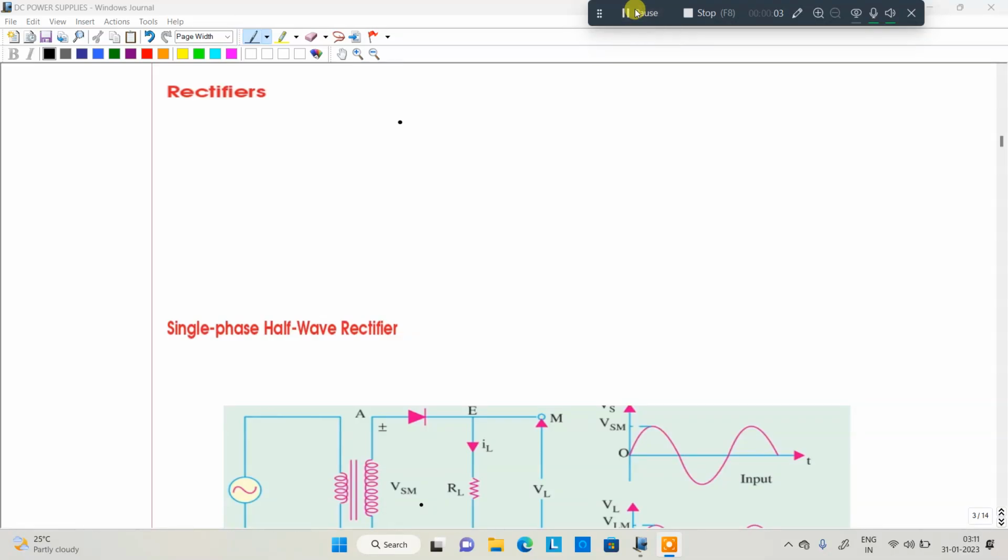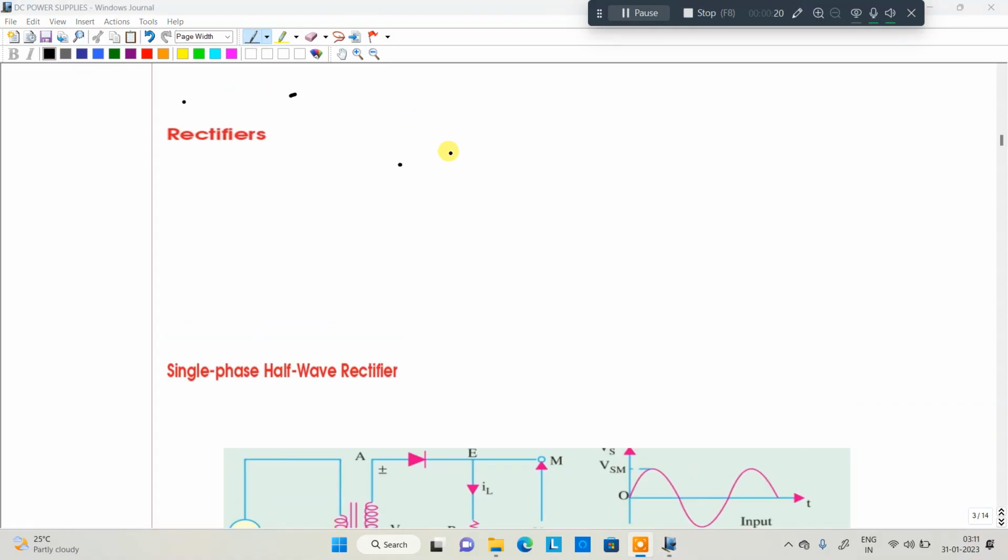Hello, hi everyone. Next, we are moving to lecture number 2, rectifiers. A rectifier converts alternating current into direct current. We have different types of rectifiers. The first rectifier is the half-wave rectifier.